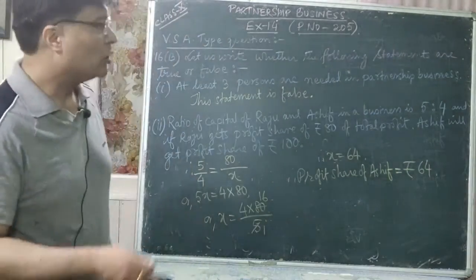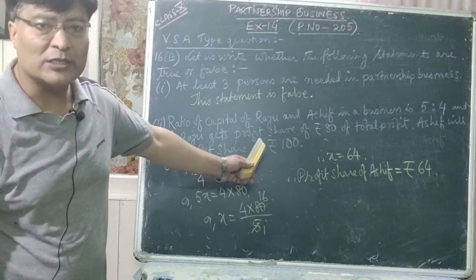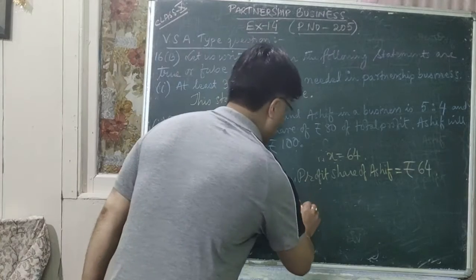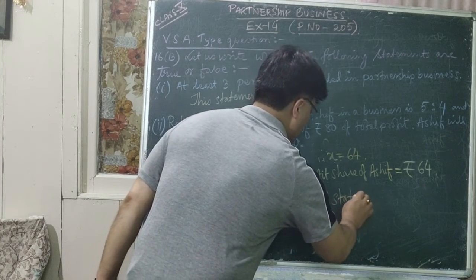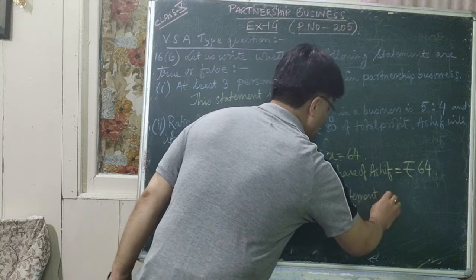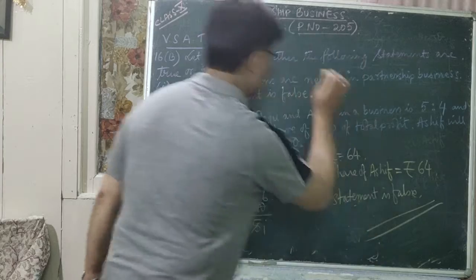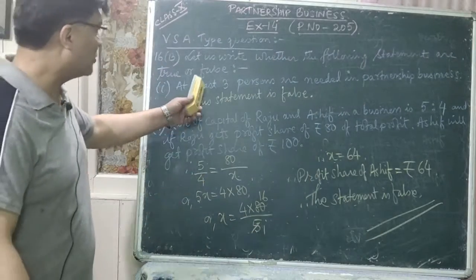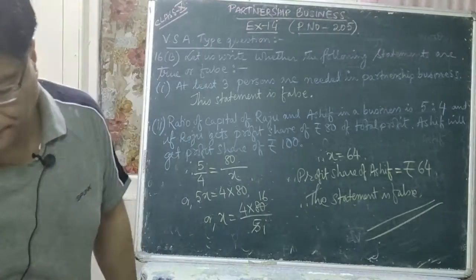Is that clear? The question is saying the profit share of Asif is ₹100. So this is a wrong statement. Therefore the statement is false. Is that clear? So here both the statements are false. So you can copy it.